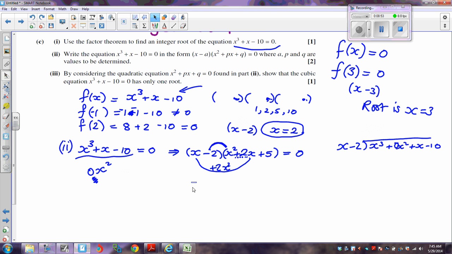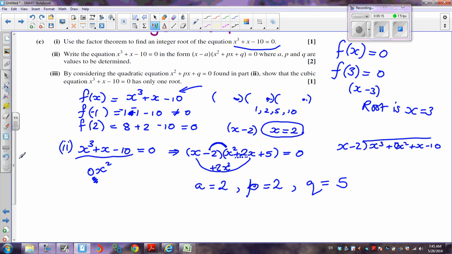And what that means then is that what they call A will have to be 2, just by comparison. A is 2. P is what they call the number here, so P is also going to be 2. And Q, which is this number here, is equal to 5.